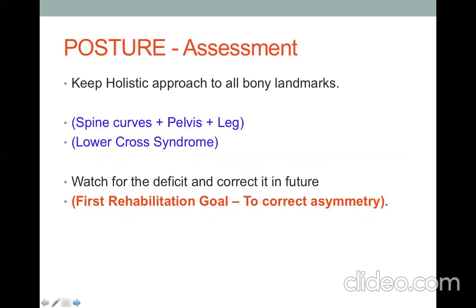Don't just focus on the lower back. There could be a compensatory back pain because of knee issues or because of cervical issues. So try to keep the posture assessment majorly focusing on the lower back, but also take into consideration all the rest of the bony landmarks.